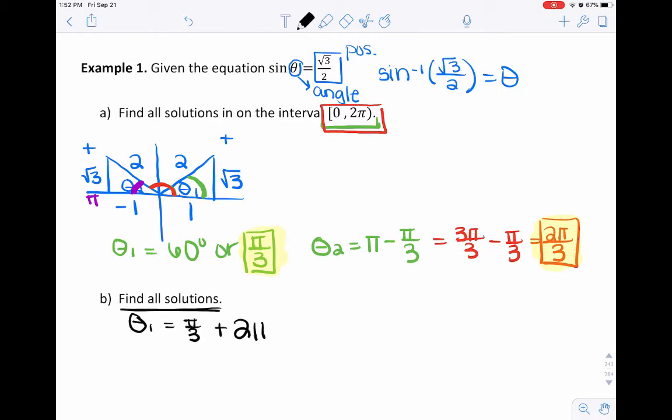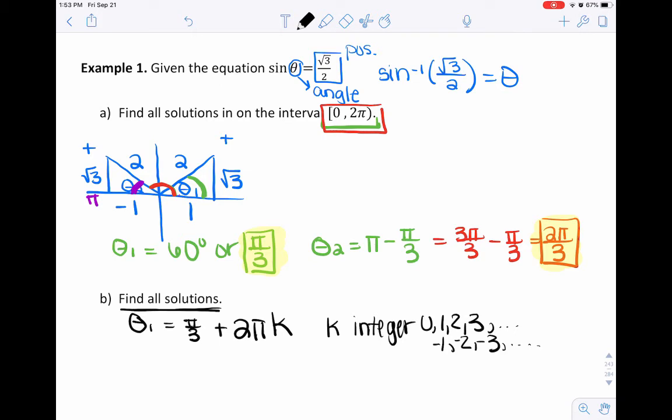And so to do that, we would take one of our solutions, in this case, let's start with pi over 3, and we can add 2 pi k, where k is an integer. So that means k could be positive, it could be 1, 2, 3, 4, etc. It could be 0, it could be negatives. And in this case, we're saying that the solution is pi over 3, but you can add or subtract any amount of 2 pi's, essentially, and what you end up with is another solution to the original equation.